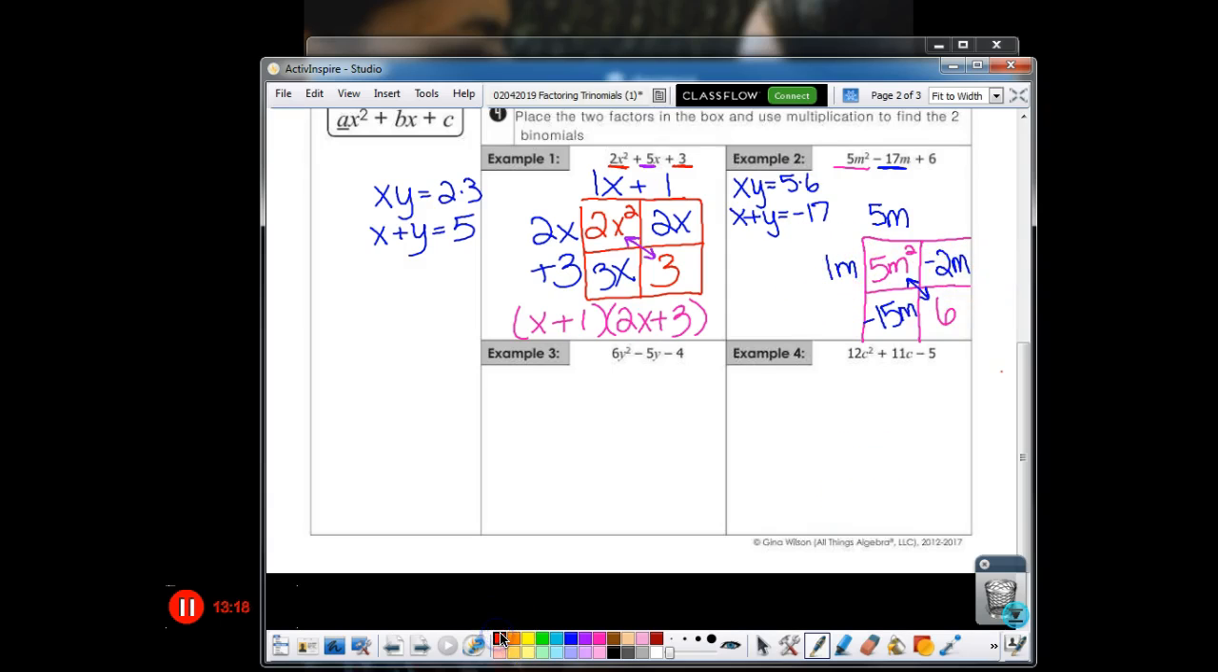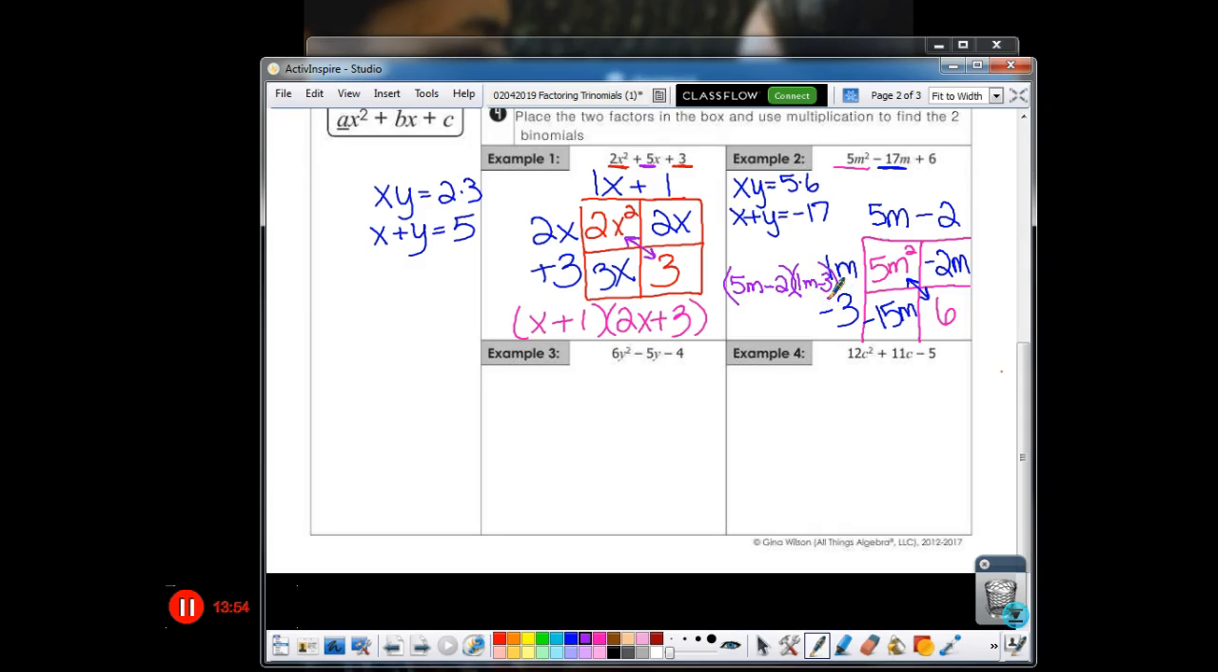Okay? So then, what times m gives me negative 2m? Negative 2. What times 5m gives me negative 15m? Negative 3, right? If you struggle, you can do negative 15 divided by 5. And that gives me negative 3. Okay? So my answer would be 5m minus 2 times 1m minus 3.